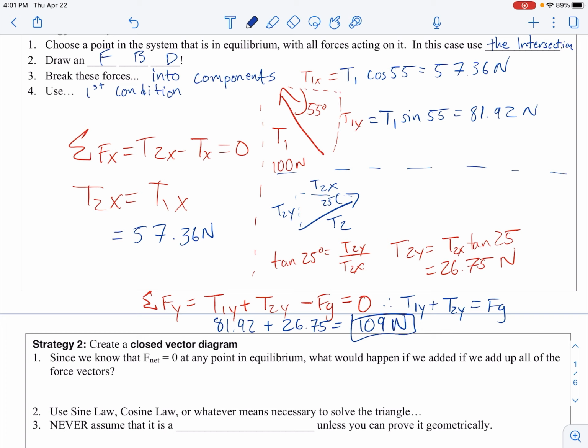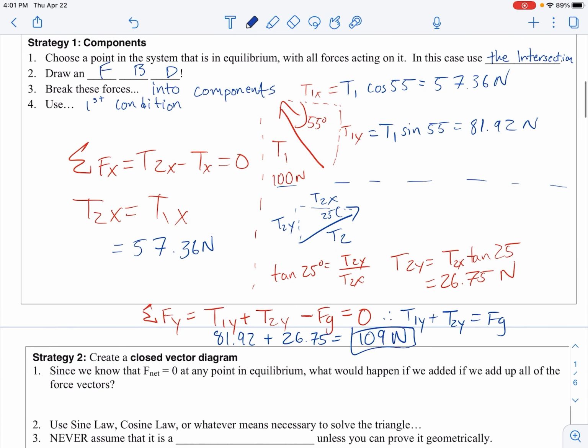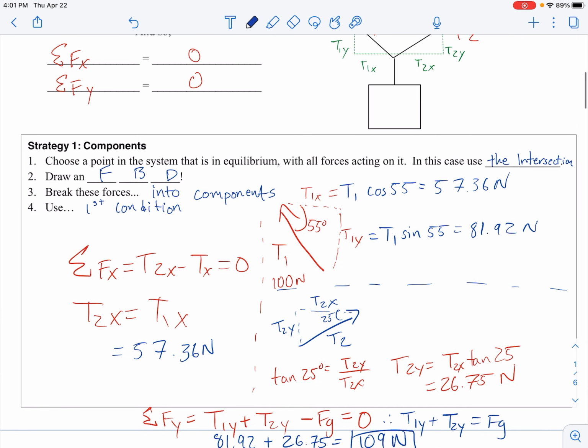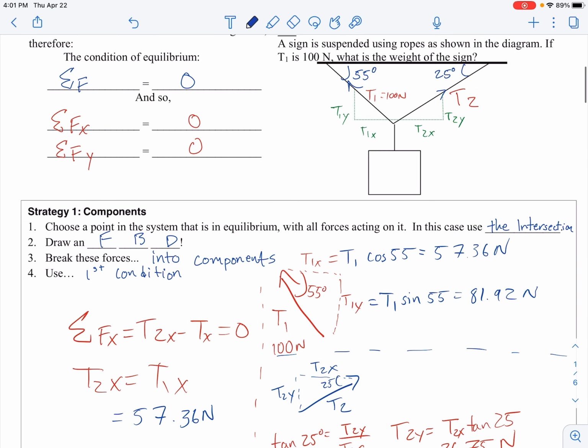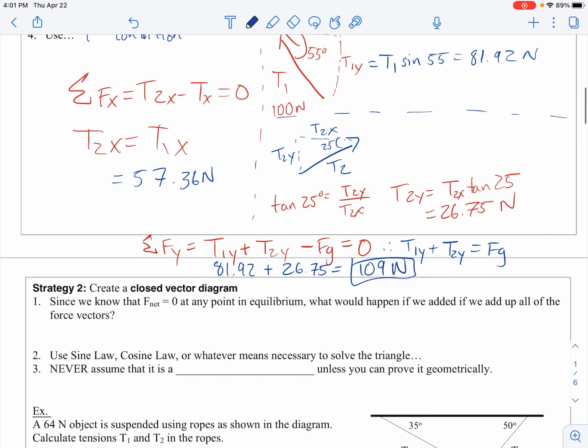All right, so that is the components method of calculating the forces acting in a problem like that.